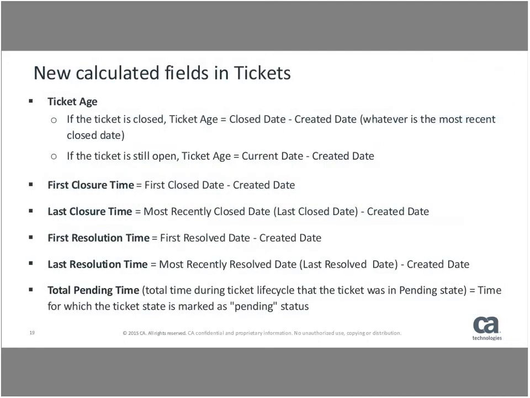These are the 6 calculated fields we have added in Bamboo. Ticket age is a standard field which most of the customers use, and the definitions are pretty intuitive. They're common definitions used by everyone. And first closure time, last closure time, first resolution time, last resolution time, and total pending time.